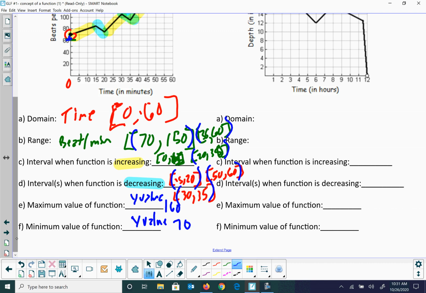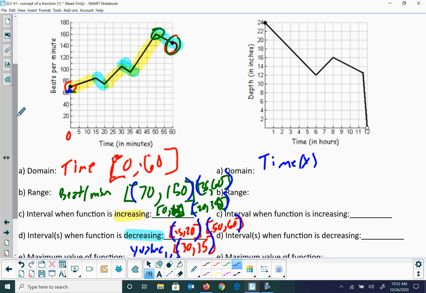Okay, so remember the domain. In this case, it's going to be time, which is the x value. And so our time is going to start at 0 and go to 12. And notice that's an open dot at the 12. So it's a square bracket here because it's a solid dot, and it's a soft bracket there because it's an open dot.